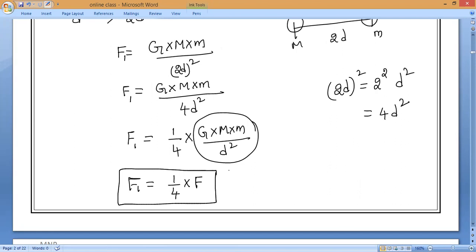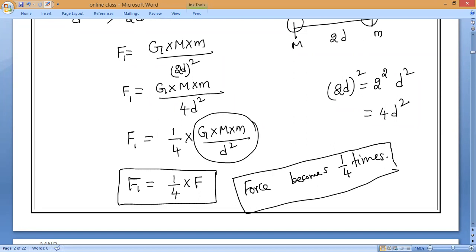So how many times does it decrease? Tell me the statement. Force becomes how much? Force becomes 1 by 4 times. That is the statement. Write the statement also. Now onwards: force becomes 1 by 4 times. We can also write force is decreased by 4 times. Yes, that is also correct. Force decreases by 4 times. That is also you can write.